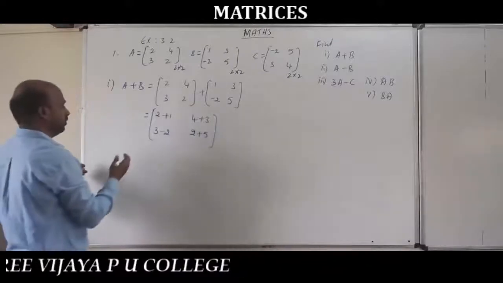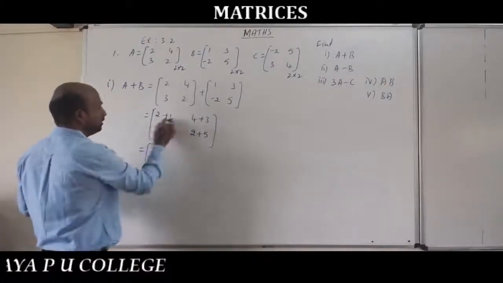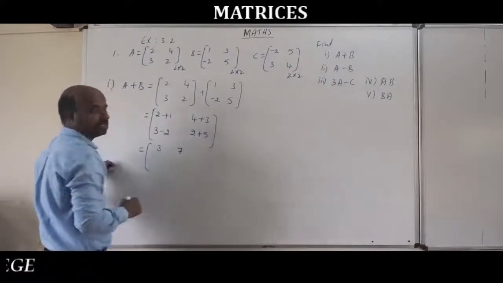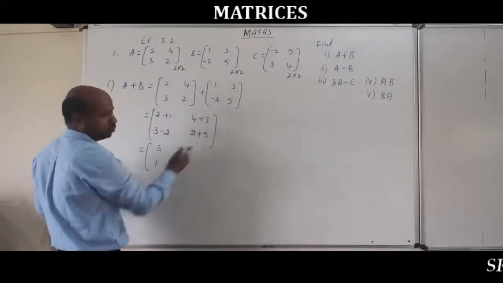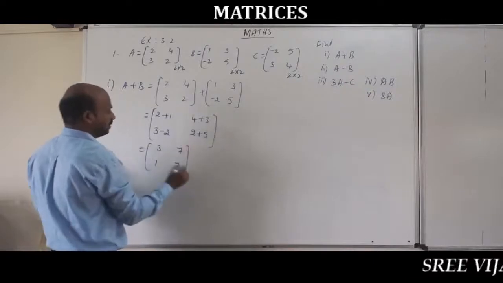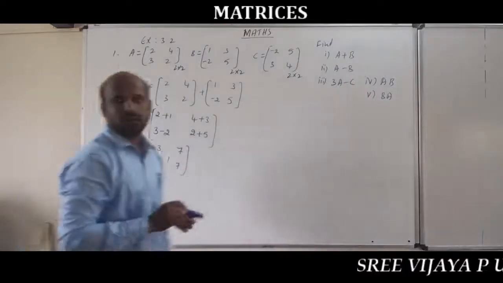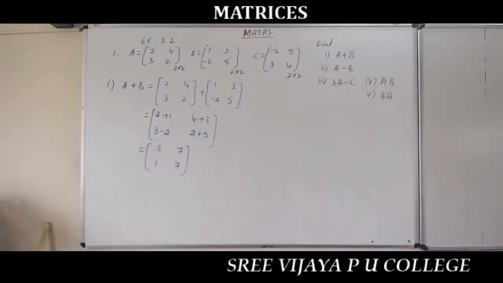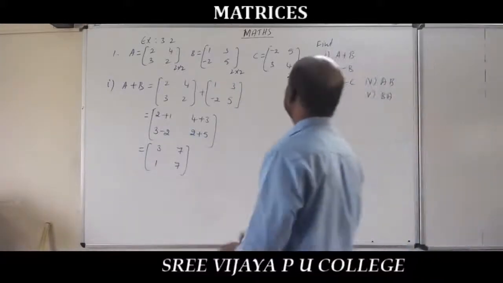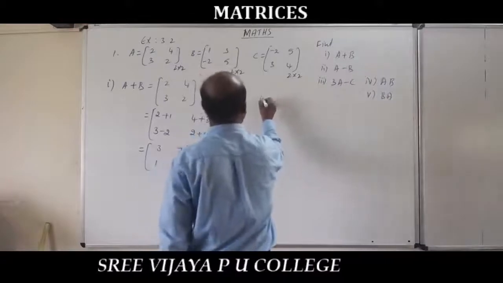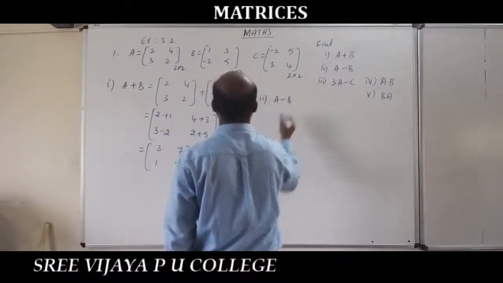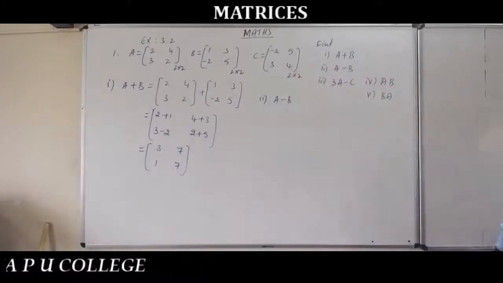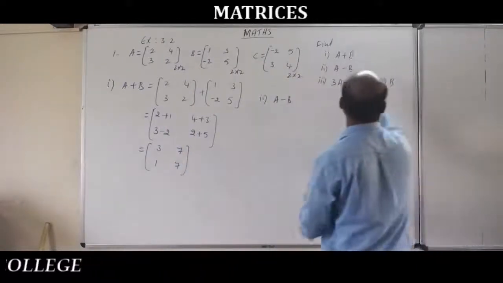Now it becomes 2 plus 1 is 3. 4 plus 3 is 7. 3 minus 2 is 1. 2 plus 5 is 7. Okay, we have to add the corresponding elements of both the matrices A and B. The second one, A minus B, the difference of two matrices.